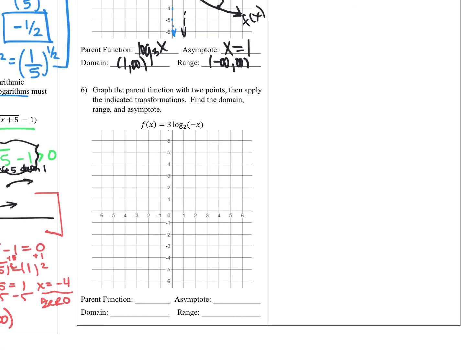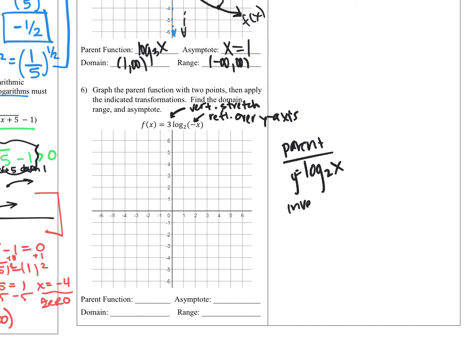All right, last one here. We have 3 log base 2 of negative x. So the negative inside does a reflection, but this one is over the y-axis. And then we also have the 3 in the front. That's a vertical stretch. And so our parent function is going to be y equals log base 2 of x.